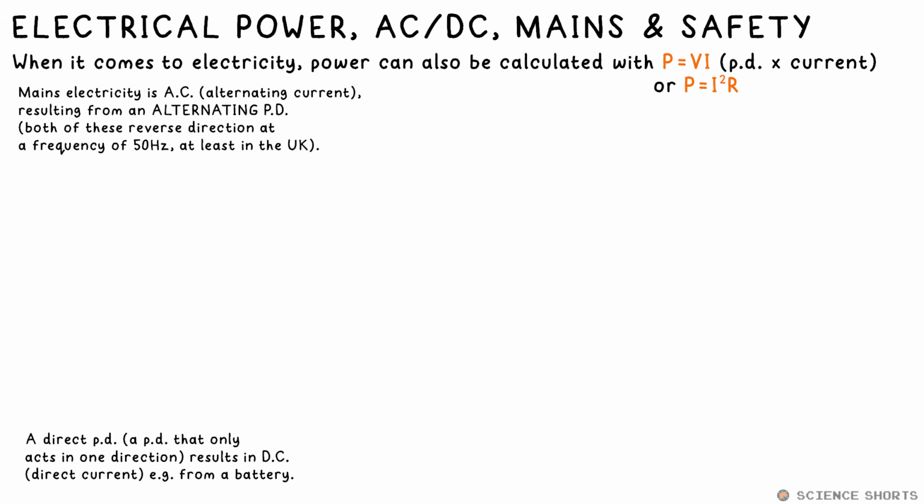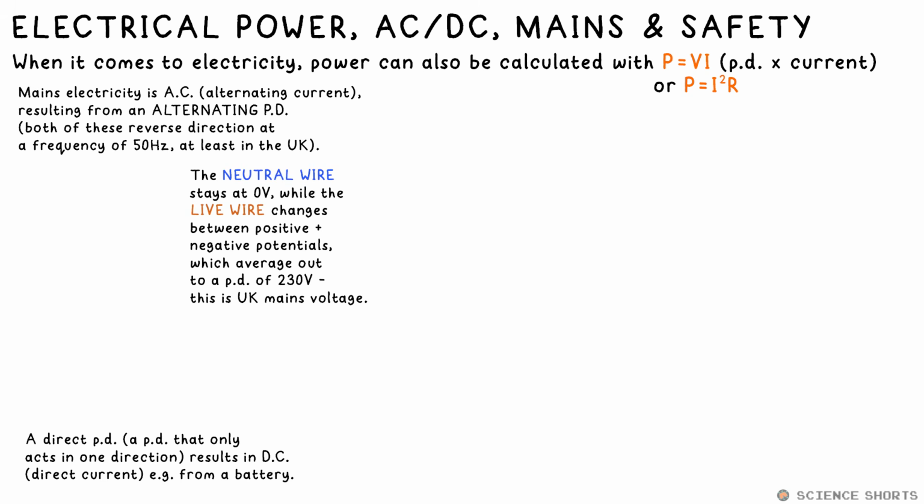Mains electricity that comes out of your sockets is AC, alternating current, resulting from an alternating PD. In the main circuits in your home, the neutral wire stays at a potential of 0 volts, much like the wire connected to the negative terminal of a battery. While the live wire, its potential varies from positive to negative, but it averages out to an equivalent of 230 volts, so we say this is mains voltage. This alternating PD causes current to go back and forth at a frequency of 50 Hz.